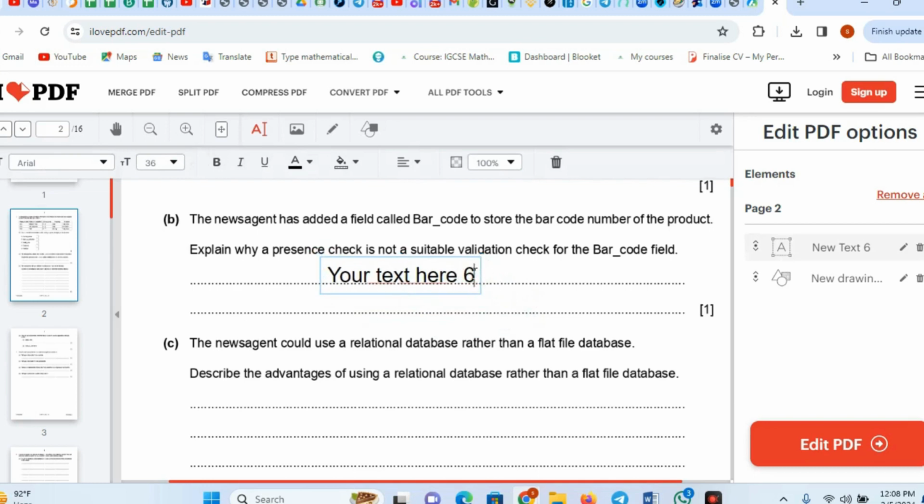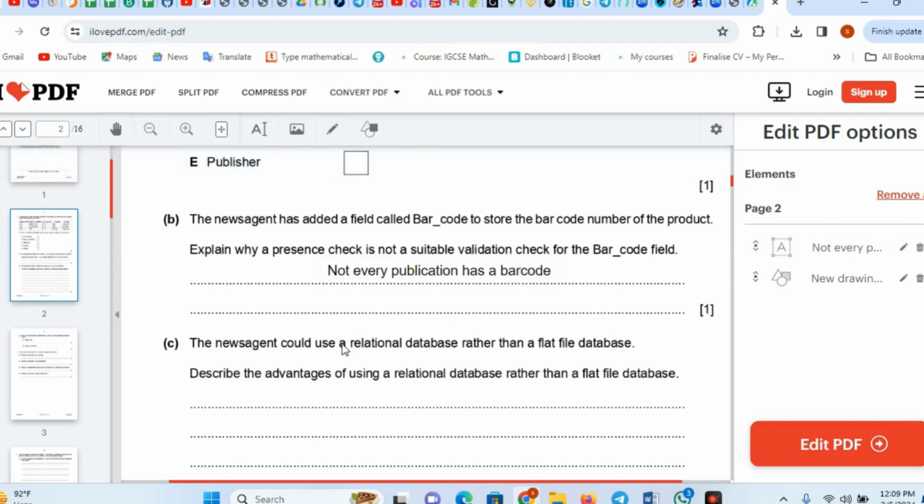That's the correct answer, because not every publication has a barcode. It is not every book or every publication that you have that has a barcode. Not every publication has a barcode.